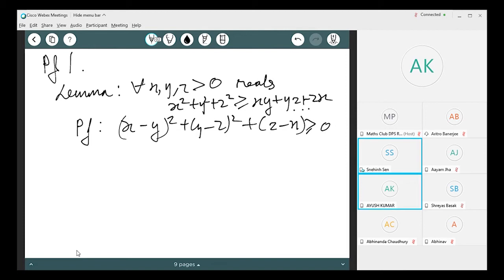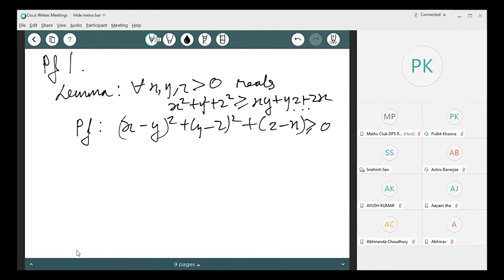So what is a lemma? A lemma is like a mini theorem or a mini proposition, which is generally used in other situations. It's generally not a noteworthy result, though we have some noteworthy lemmas, like Euclid's division lemma.